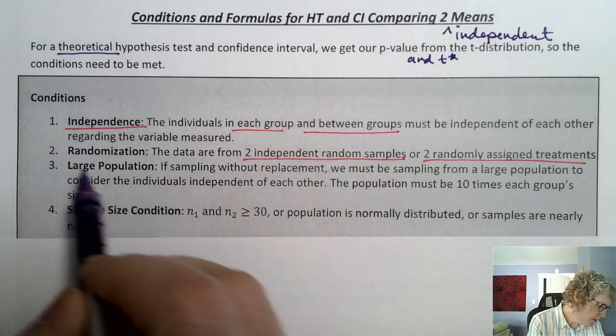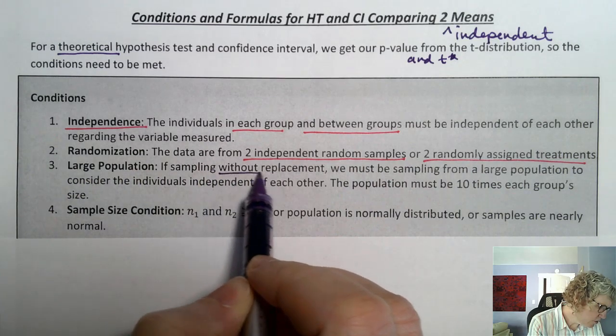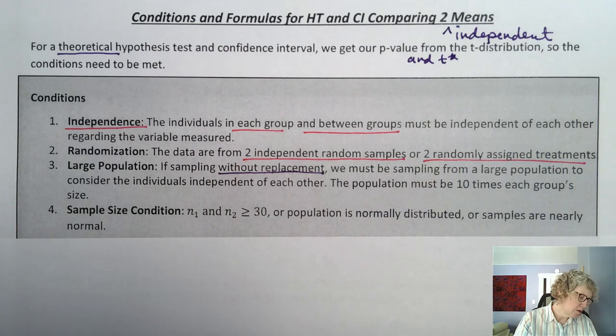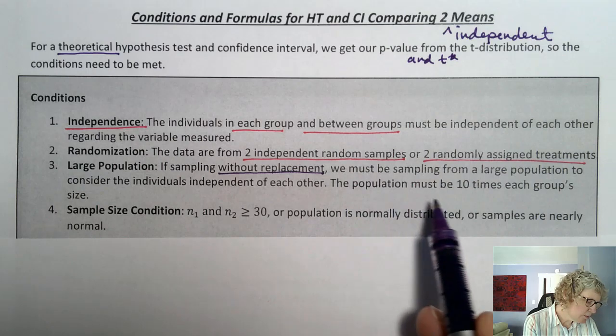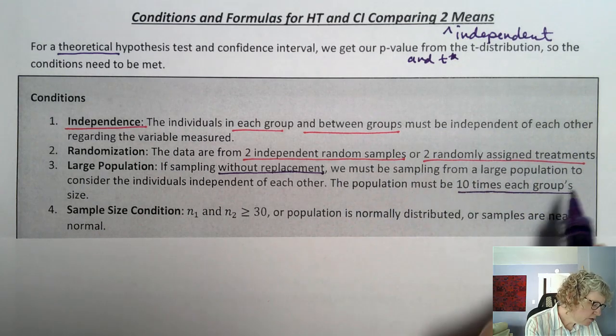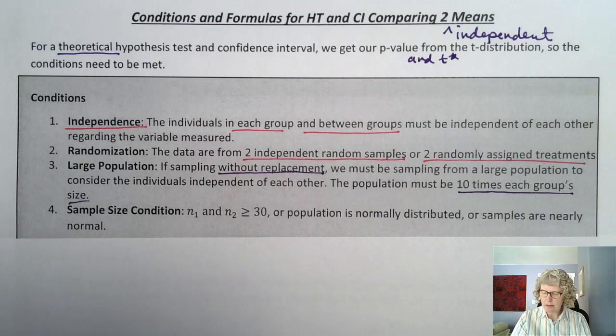Then large population, always if sampling without replacement. We must be sampling from a large population to consider the individuals independent of each other. Population must be 10 times each group's sample size. So it's not the total, it's each group. And sometimes you have different populations for each group, so we'll write out our conditions a little bit differently depending on if it's both coming from a single group or coming from two different groups. Like let's say you were comparing men versus women, for example, or other multiple genders.